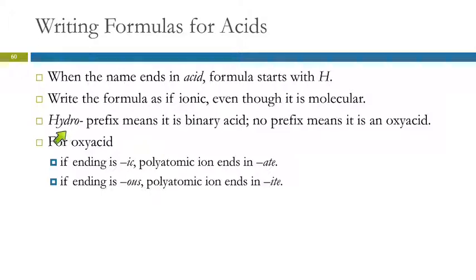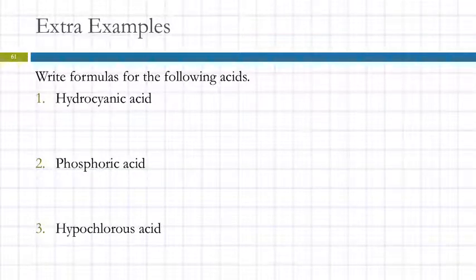The hydro prefix says it's a binary acid, hydrogen and something else. If there's no prefix hydro, that means it's an oxyacid. And you do it based on the name and the formula of the polyatomic ion, the oxyanion. So here's a couple extra examples.